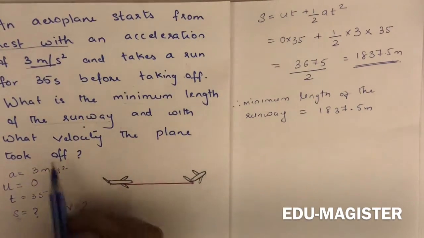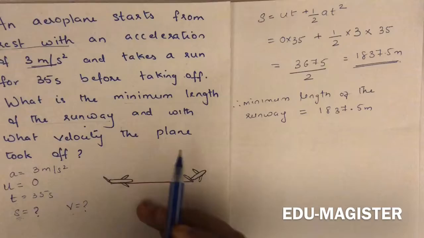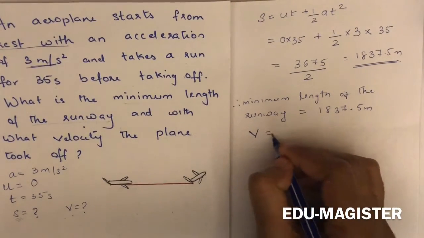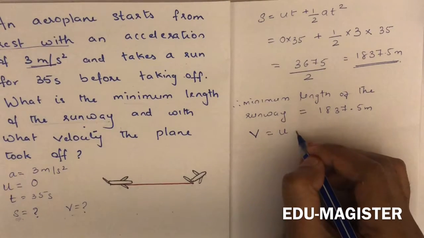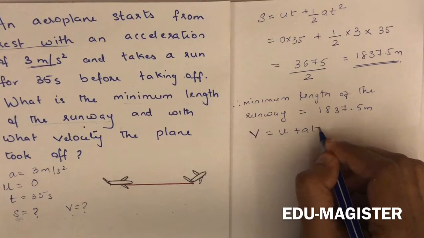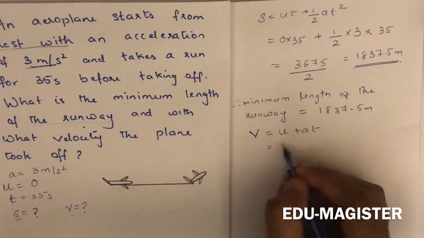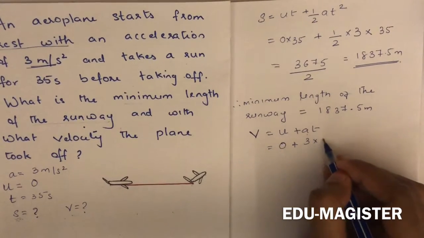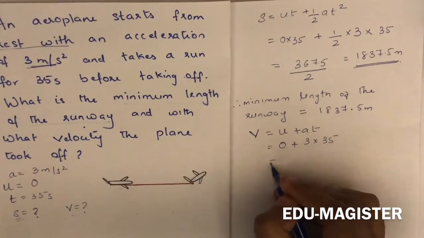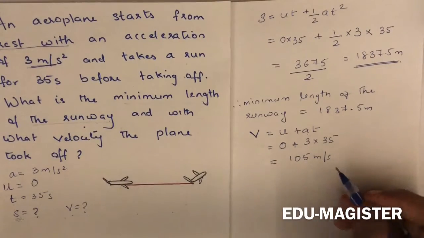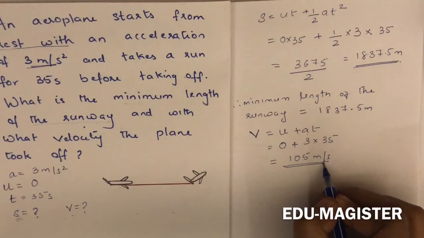Okay. Next, let's calculate the final velocity of the plane. That is v, right? We can calculate v easily from this equation. V is equal to u plus at. This is the first equation of motion. So here u is 0, a is known, that is 3, and t is 35. The answer comes out to be 105 meters per second. This is the final velocity of the plane.